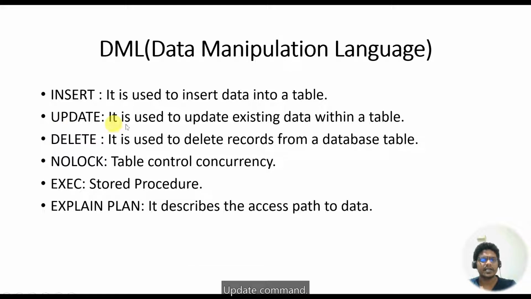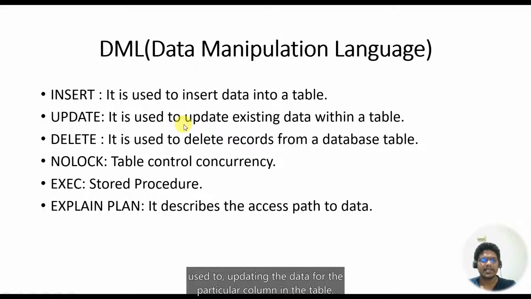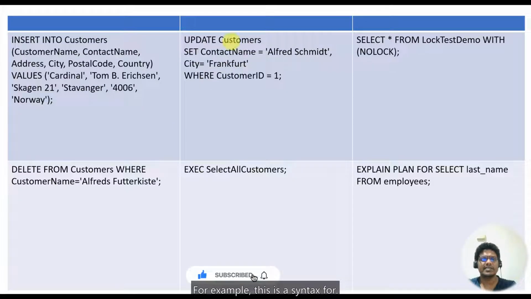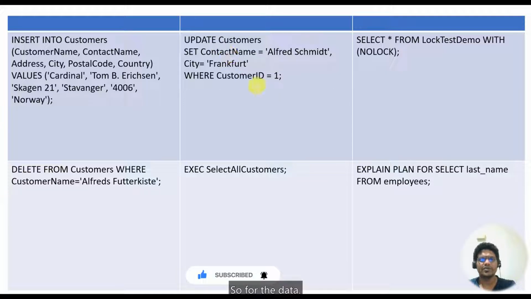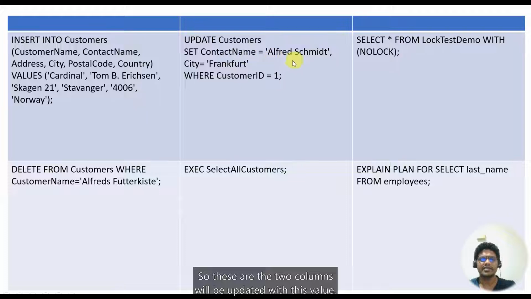And update. The update command is used for updating the data for a particular column in the table. For example, this is the syntax for the update statement. Here, this update statement is used to update the table for the column contact name equal to this value and the city equal to this value, for the customer ID equal to 1. So in the customer table where the customer ID equals 1, for that data these two columns will be updated with these values.